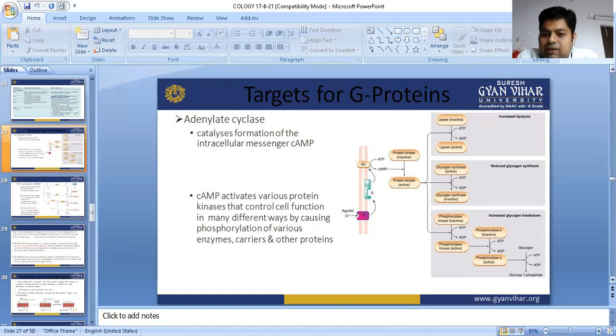And the next one is phosphorylase kinase enzyme, which is responsible for increasing the glycogen breakdown. And after breakdown of glucose, ATP is generated in the cell.